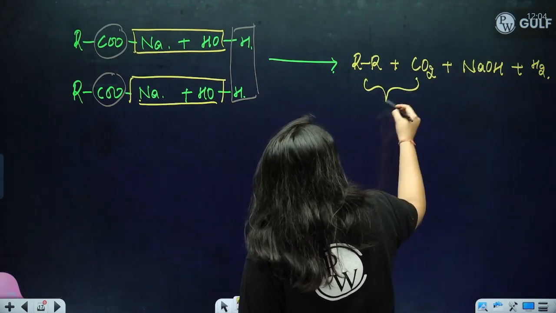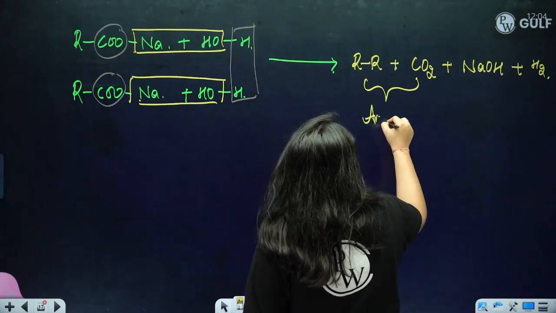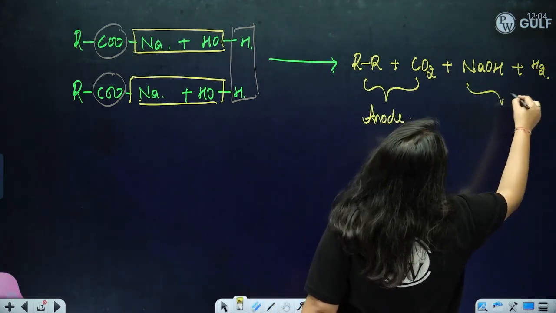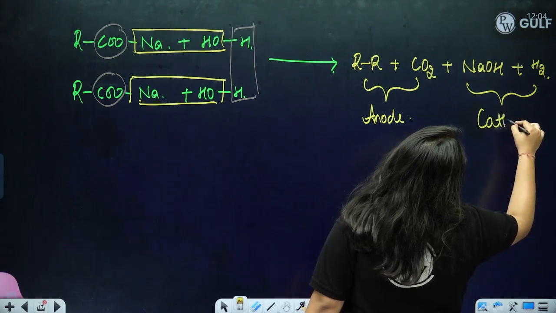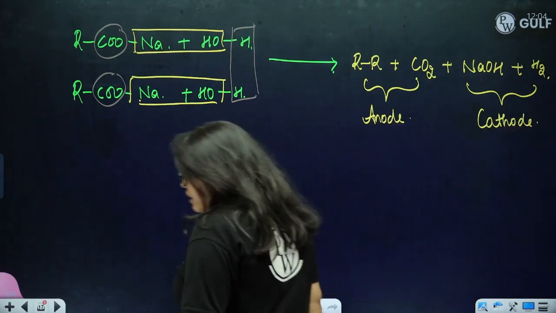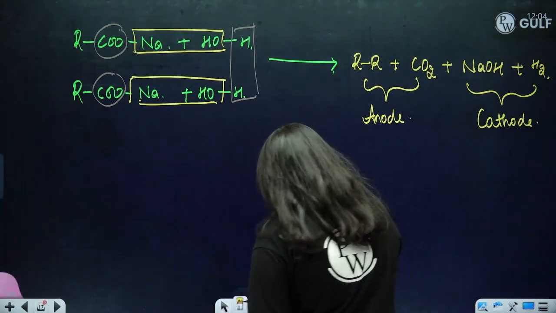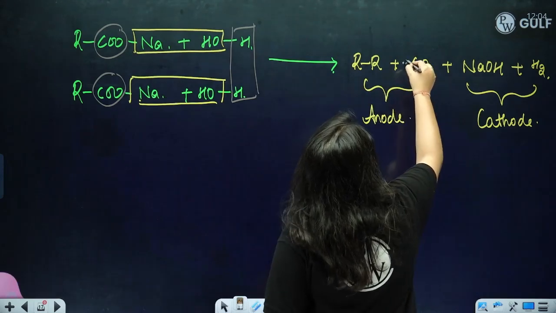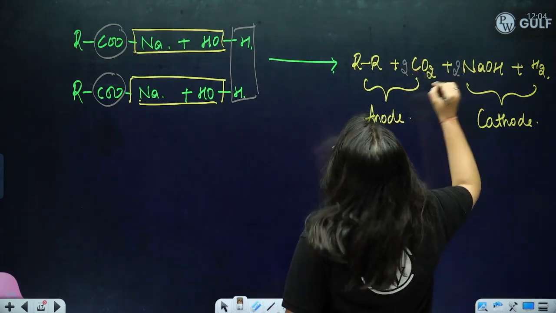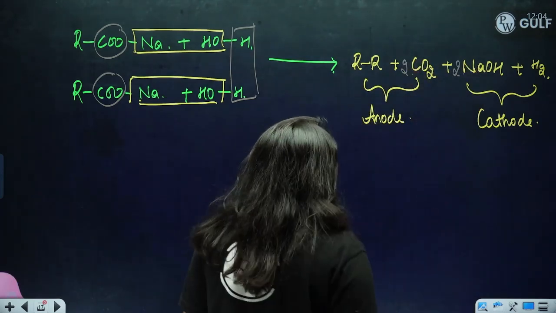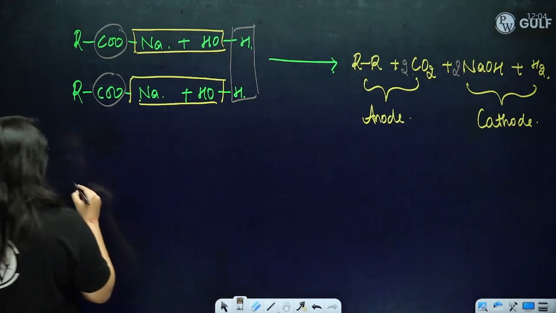your alkane. Carbon dioxide and the alkane, you will receive at your anode, and NaOH and hydrogen gas at the cathode. Two gases are liberated in this process, carbon dioxide and hydrogen. And what you need to keep in mind is, you have to balance this equation, beta. So 2 moles of carbon dioxide, 2 moles of NaOH, hydrogen 1 mole.